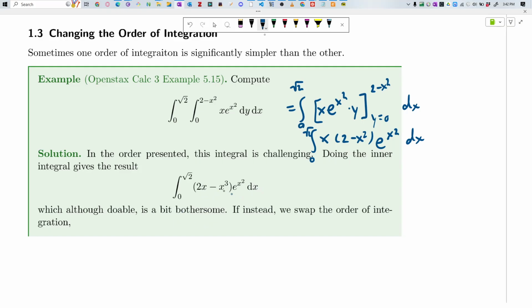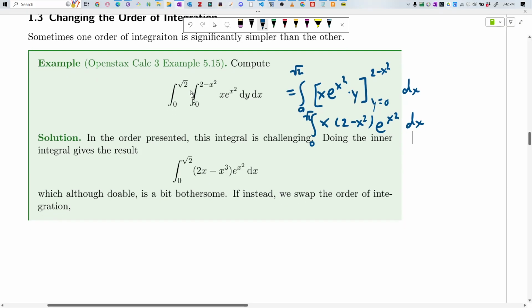The way I would do it is probably I'd have to split the function into two parts, and then one of them will be a u sub. One of them I think is straightforward, but it's a bit involved. But instead, one thing you can try to do is sketch the region that this integral is actually describing. So this region, x ranging from 0 to root 2, and y ranging from 0 to this function.